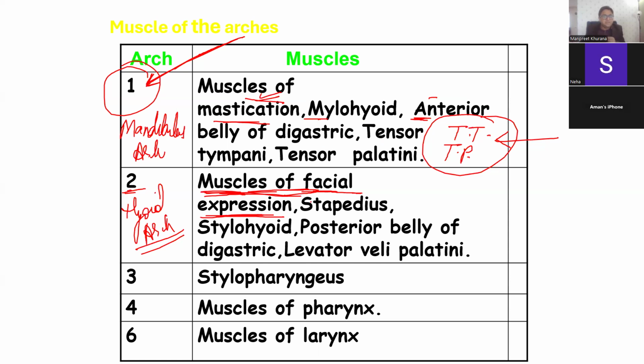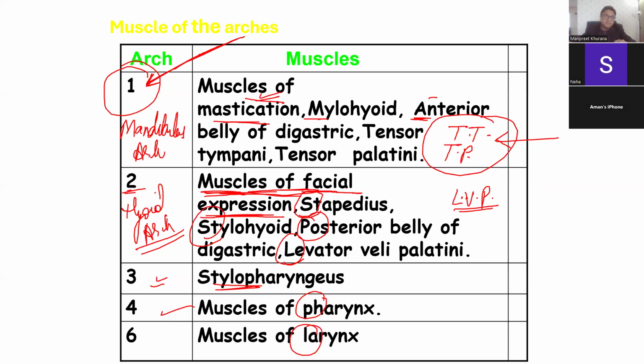Now, the second arch is muscles of facial expression. Again, stapedius, stylohyoid, posterior belly of digastric, and levator veli palatini. After this, I'll open up all the nerves and exceptions together so that you will learn all the nerve supplies of all the muscles and you will never have any confusion. Now, the third arch gives rise to stylopharyngeus. The fourth is pharynx, and the sixth is larynx.